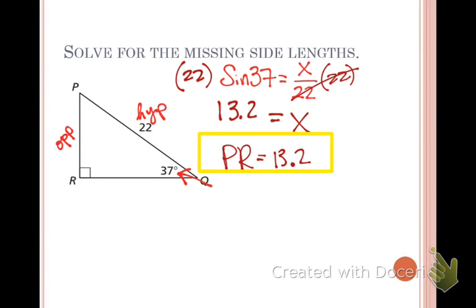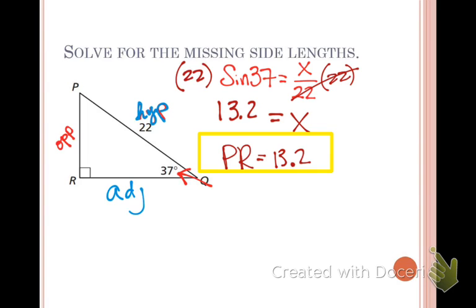What's the other side that's missing? The adjacent. So we're going to use the adjacent and the hypotenuse. Why are we going to use the hypotenuse and not the side we just found? It might be wrong, because our answer might be wrong. 22 is definitely not wrong.